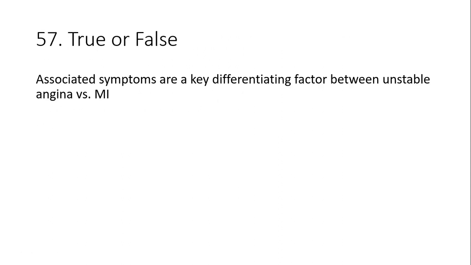Okay, true or false, associated symptoms are a key differentiating factor between unstable angina versus MI. True. Yes, that's where we look for the nausea, vomiting, diaphoresis. And then lastly, I was going to put a question in earlier, but I forgot.